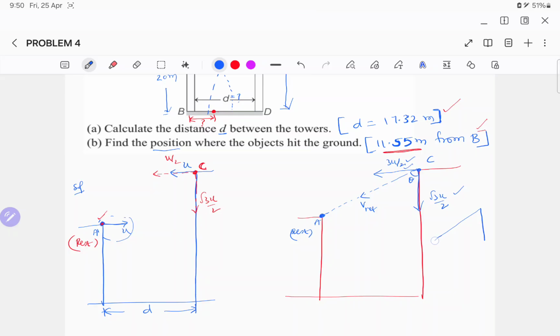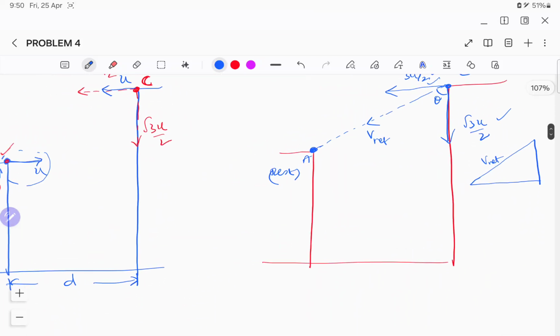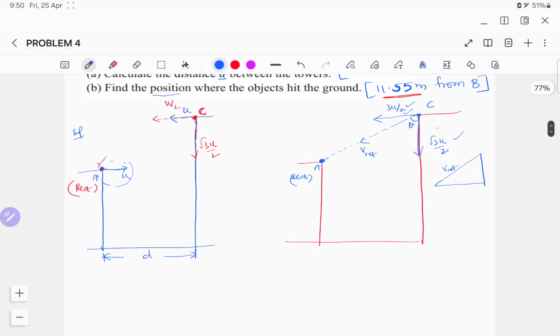Let me draw a separate diagram in this way. If this is my V net, as this is root 3 u by 2, you know u is 10, right? The given value of u is 10 meter per second. So 3u by 2 is nothing but 15, and the other is 5 root 3, and it will be theta. So tan theta will be 15 by 5 root 3. Obviously it will be root 3, where theta will be 60 degrees.